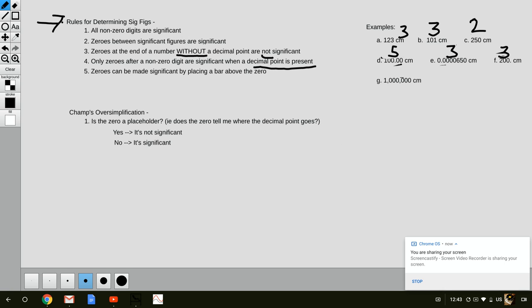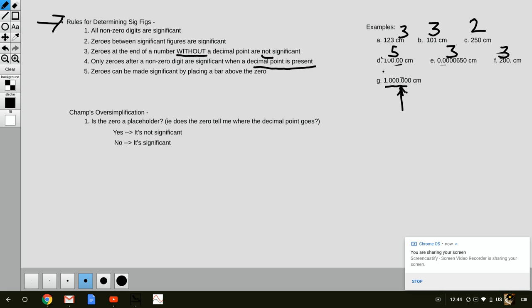F, again, there is a decimal point, so the zeros are not telling me where the decimal goes, and so they are significant because they are not placeholders. And finally, in G, we've got the bar rule. You're still going to have to kind of remember the bar rule for this. Champ's oversimplification doesn't work a whole lot here, but that 0 right there is still significant. That one is still significant. So that means all of those are significant.